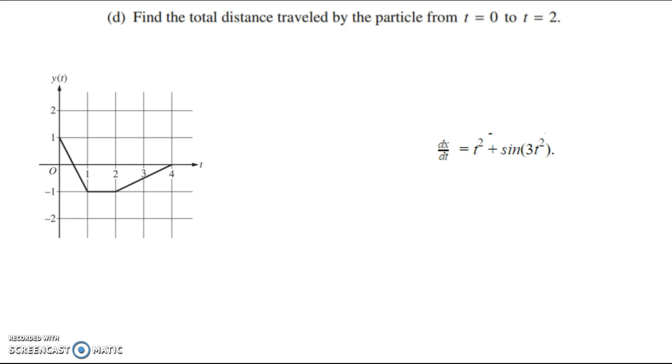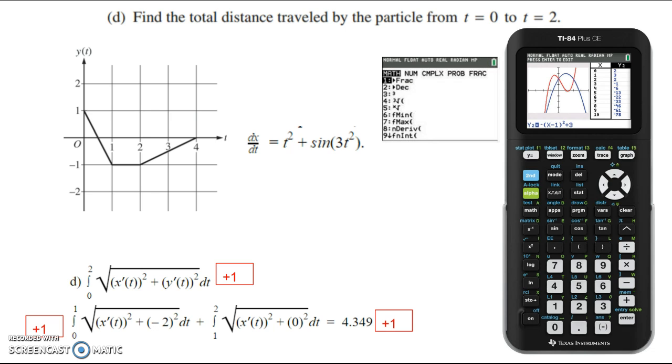Part D asks you to find the total distance traveled by the particle from time t equals 0 to time t equals 2. For this problem, it's important to have the distance formula memorized. It is the same as the formula for speed, except you integrate that. And this makes sense because usually you would take the integral of the absolute value of the velocity function, which is the speed, to find the total distance. So you are applying the same concept here.